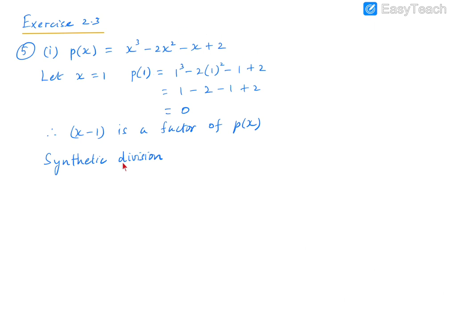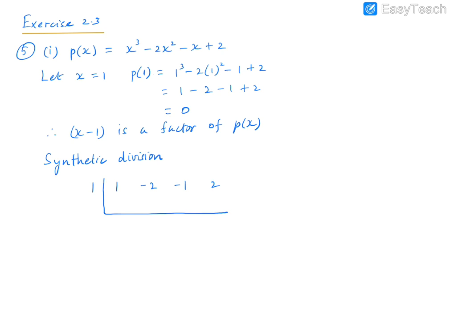So the coefficient of x power 3 is 1, so we'll write that. The coefficient of x squared is minus 2. The coefficient of x is minus 1 because we have minus x, that means it's minus 1x. And the constant term is 2. And we are going to perform synthetic division by using this factor. So x minus 1 is a factor, therefore x equal to 1 is a zero of this polynomial. So we'll use that x equal to 1 as the dividing term.